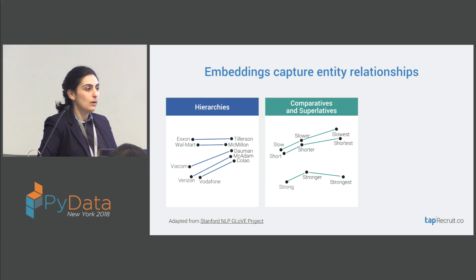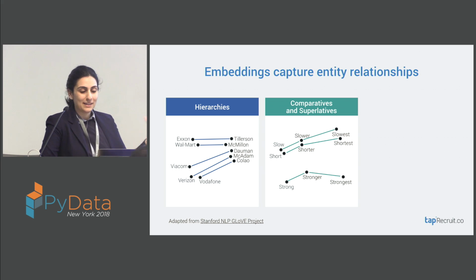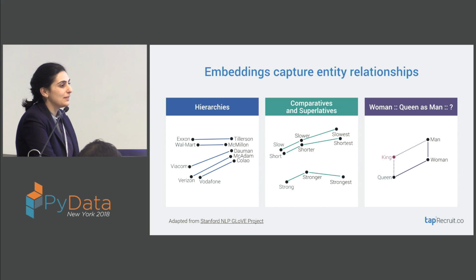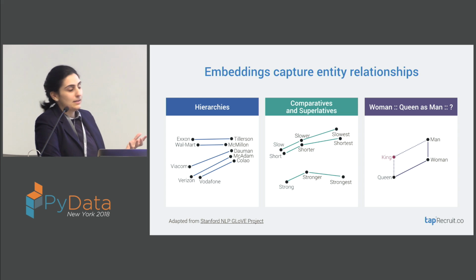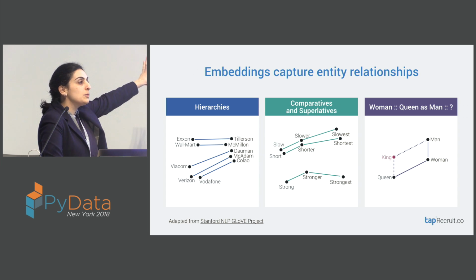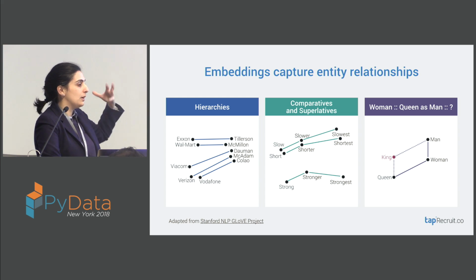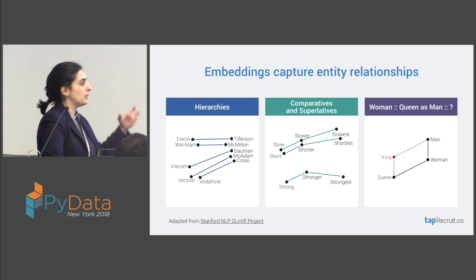Comparatives and superlatives are also represented in these embeddings. And the last thing, and I think this is probably the best characterized example, is woman is to queen as man is to, for example, king. So a lot of language and whatever assumptions of the corpus are very effectively captured. And that's both a pro and a con, right? I'm sure many of you have heard of the man is to computer programmer as woman is to housewife example. All of the biases of your corpus are also represented in the embeddings.